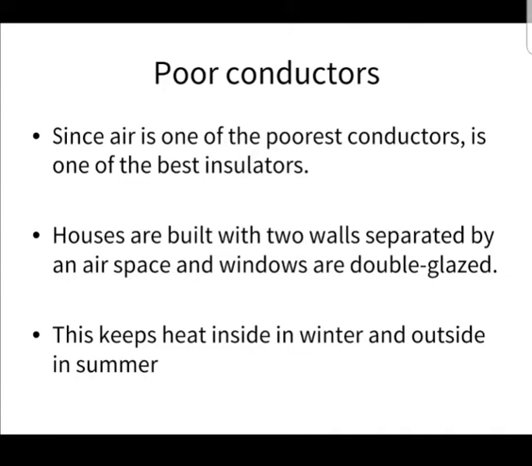Since air is one of the poorest conductors, it is one of the best insulators. Houses are built with two walls separated by an air space, and windows are double glazed. This keeps heat inside in winter and outside in summer. So it's the thermal insulation that is used in houses to prevent the heat from escaping during the winter. Also it is the reverse during the summer.